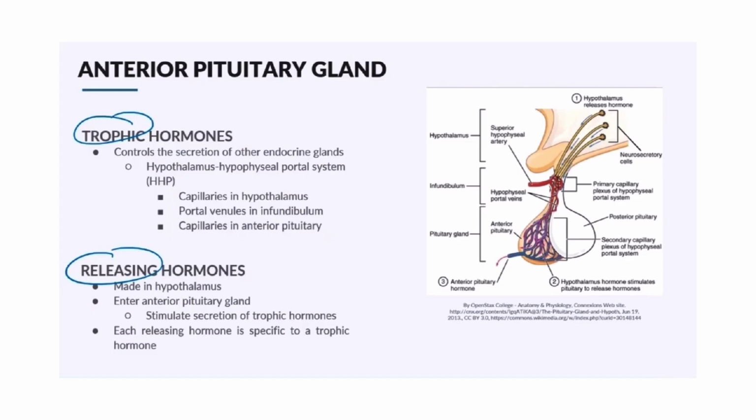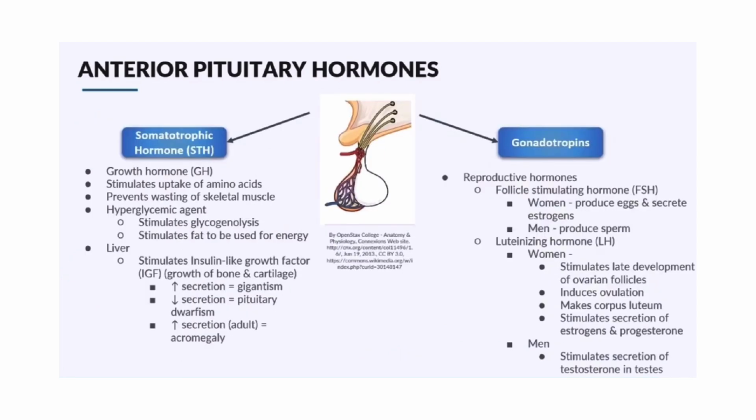Now, releasing hormones are made in the hypothalamus, and they enter the anterior pituitary gland, and then they stimulate the secretion of trophic hormones. So if we look at releasing hormones, first they are going to stimulate the secretion of trophic hormones, and then those trophic hormones are then going to stimulate the secretion of other hormones throughout the body. Now, the other thing about releasing hormones is that each of those releasing hormones is specific to a trophic hormone. Now, with the anterior pituitary hormone, there are several of them, so let's go through them.